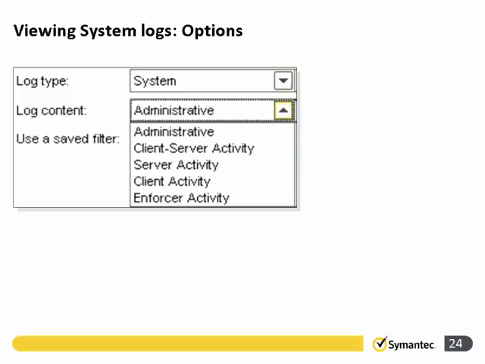Here are the system log options. On the log type we've chosen system this time, and we've said we want to use the log content. We can either choose administrator, client's server activity only, client activity only, or enforcer activity. The enforcer activity is particular to the NAC, the Network Access Control, and you'd have to have that license and the enforcers set up to gather any information there.